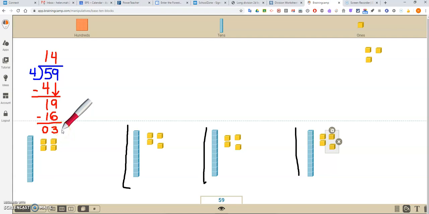And the way we write remainders is using a capital R. And we put the remainder right beside our quotient. So if I asked you what is 59 divided by 4, you would say the quotient is 14 remainder 3.